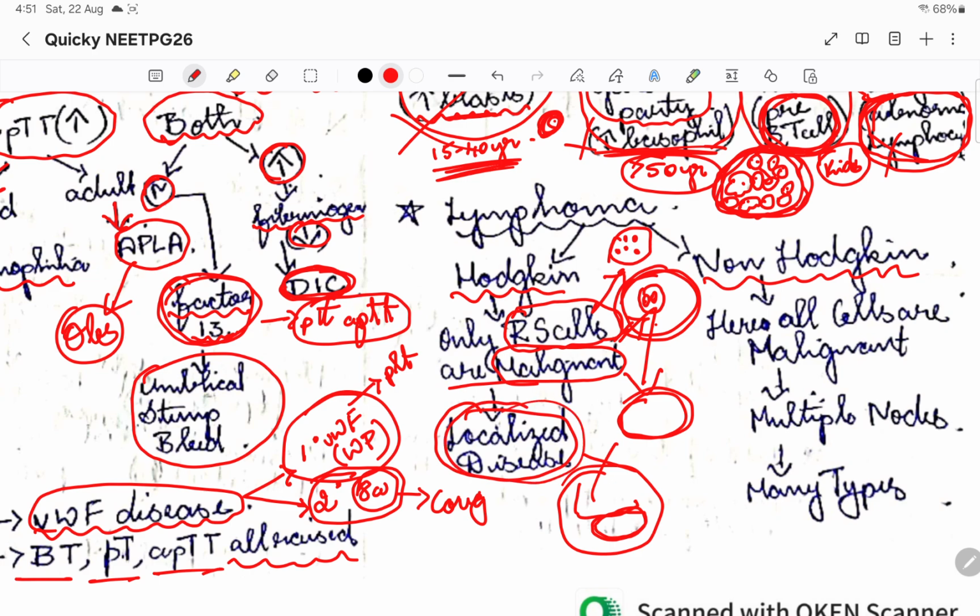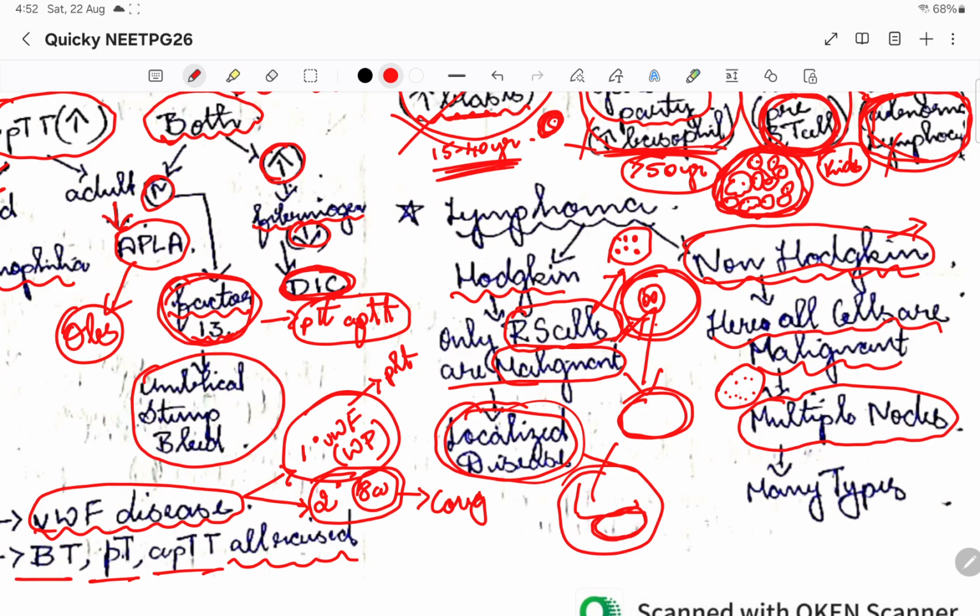Whereas in non-Hodgkin lymphoma, all the cells are malignant. All the cells that are present in the lymph node are malignant. So that is why it can spread and cause multiple lymph node metastasis. So this is very dangerous. There are many subtypes like follicular, nodular, and all these things in non-Hodgkin lymphoma. Please go through that. Just one single point of each thing you should know about it. There are many types in non-Hodgkin lymphoma.